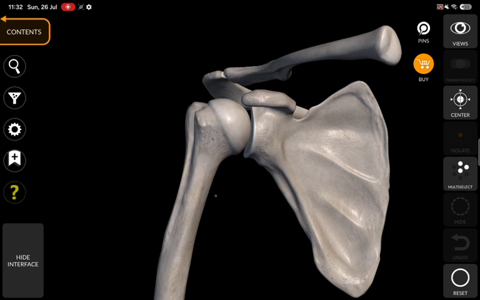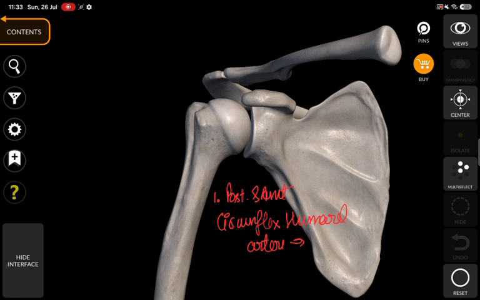The structures surrounding it are the posterior and anterior circumflex humeral arteries, that come from the third part of the axillary artery, right? And the second is the axillary nerve. So these are the structures which get injured upon a fracture at the surgical neck.